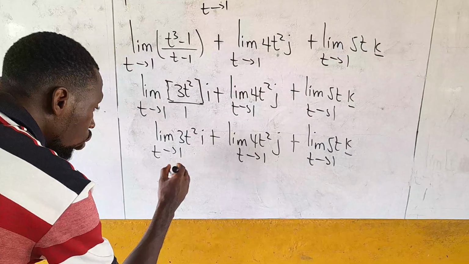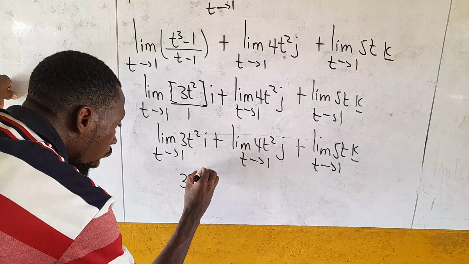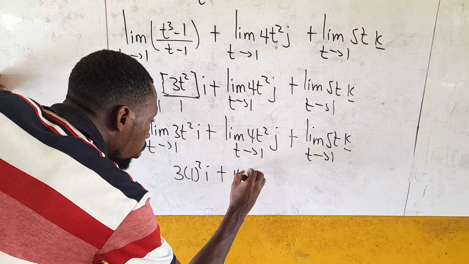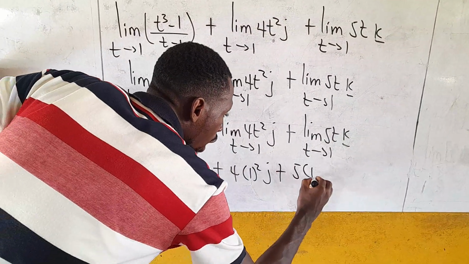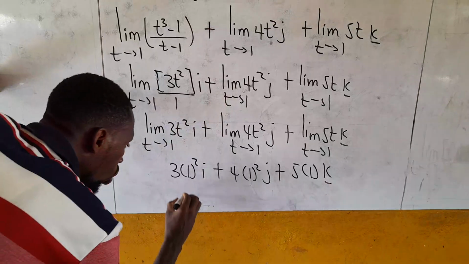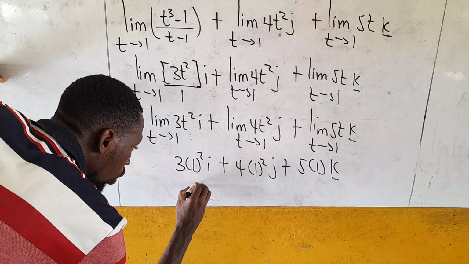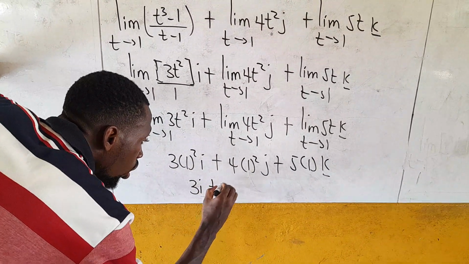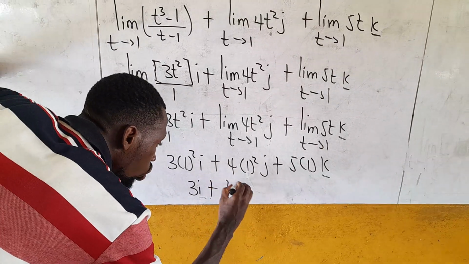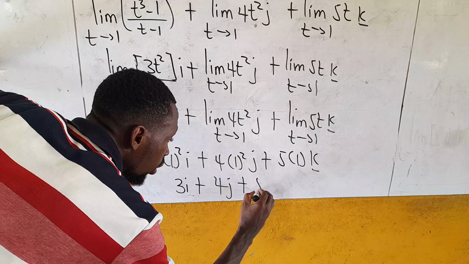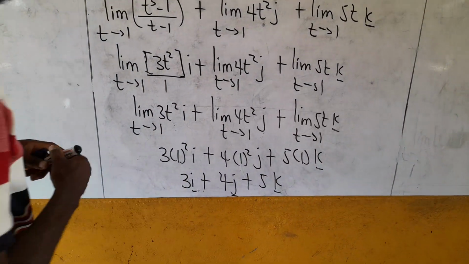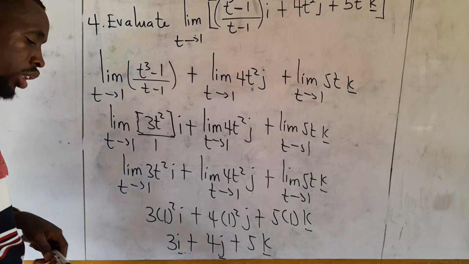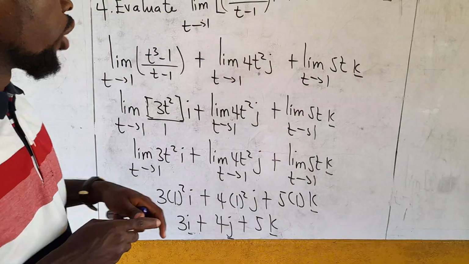Now we can substitute. We get 3 times 1 squared in the direction of i plus 4 times 1 squared in the direction of j plus 5 times 1 in the direction of k. When you evaluate, 1 squared is 1, times 3 will be 3. We get 3i. 1 squared, 1 times 4 will be 4, so 4j plus 5k. And this becomes the limit of our vector valued function. I hope you understand this very well.